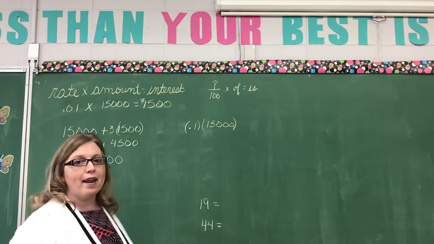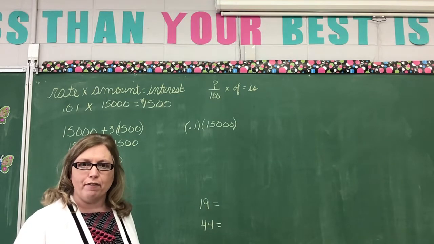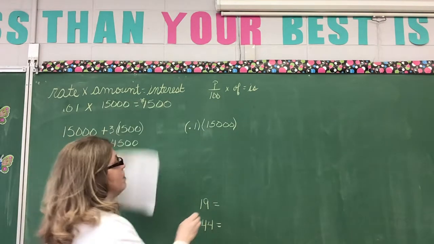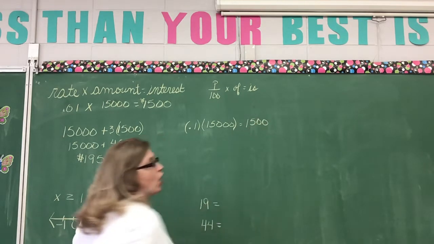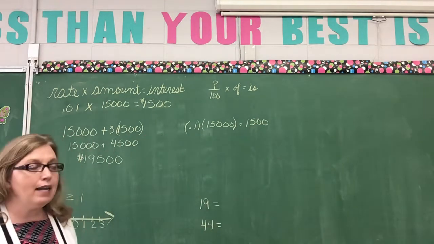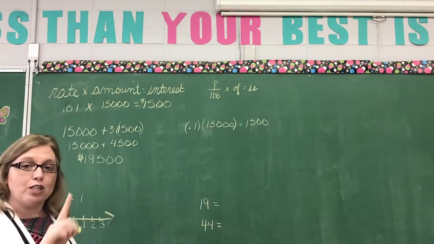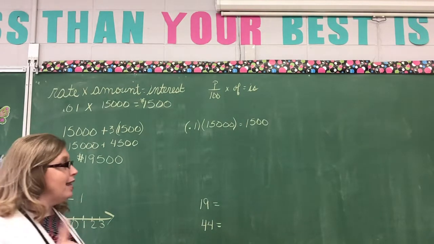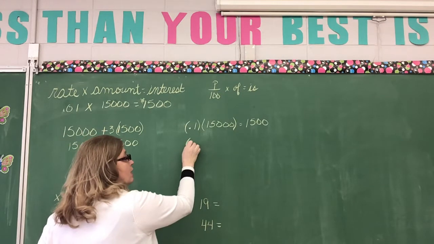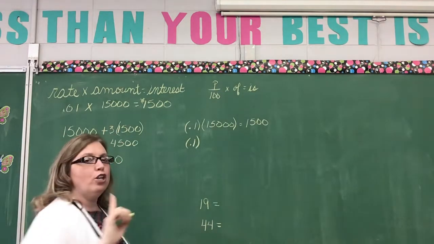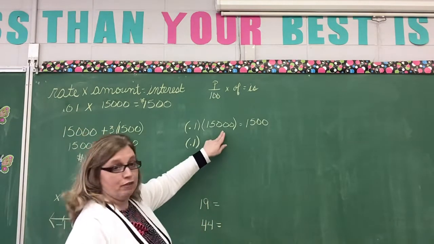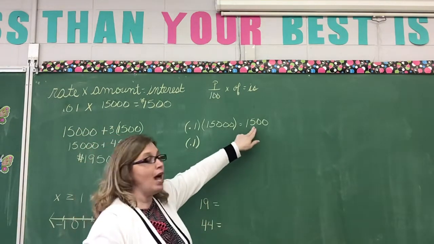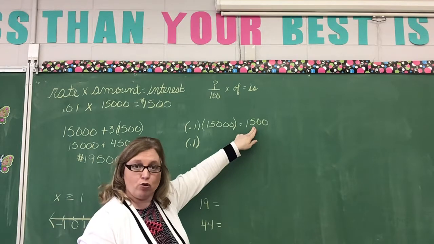When we multiply that out, how much interest does he have? We said from our first problem, he has $1,500 in interest, okay? Now, that's the first year. That's what he earned after the first year. Now, the second year, he's still getting 10%, but he no longer has $15,000 in the bank. He has the $15,000 he put in, plus the $1,500 interest he made.